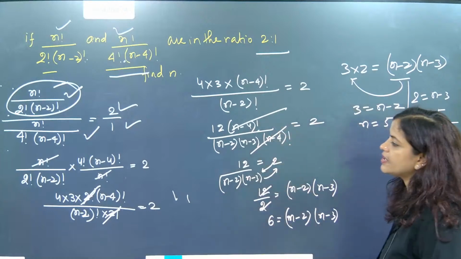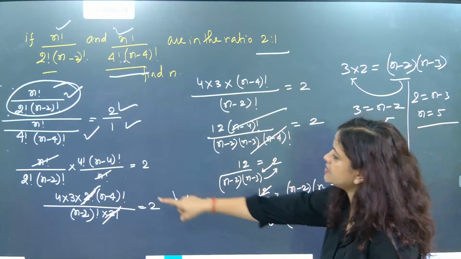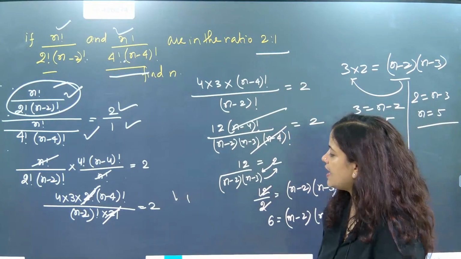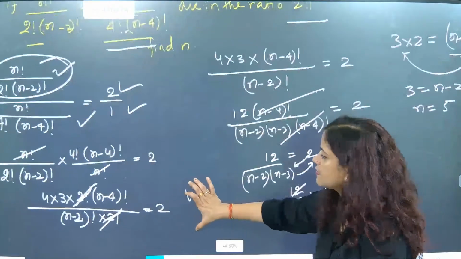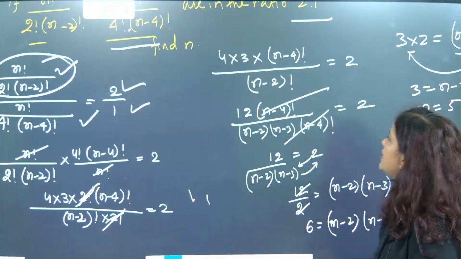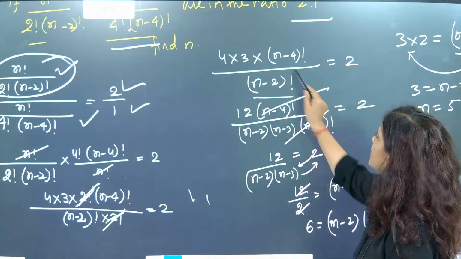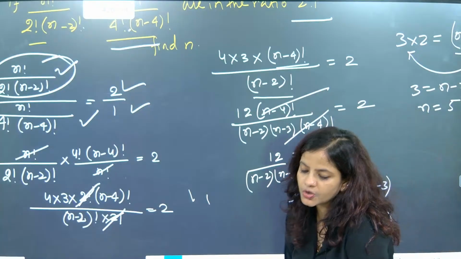Overall, what is coming, beta? 4 into 3 as it is, (n minus 4) factorial. And here, if you check this one out, here it is (n minus 2) factorial, here n minus 4, and here it is (n minus 2) factorial, beta.